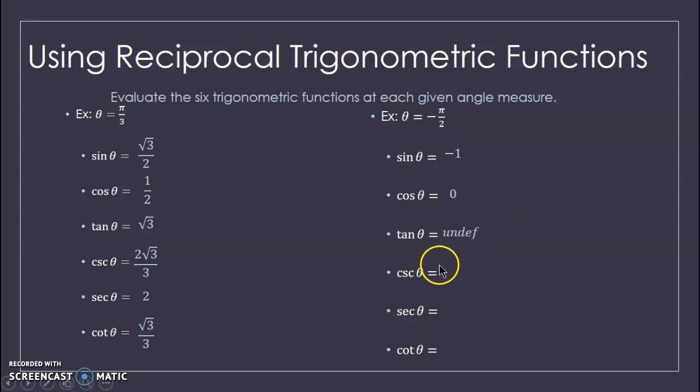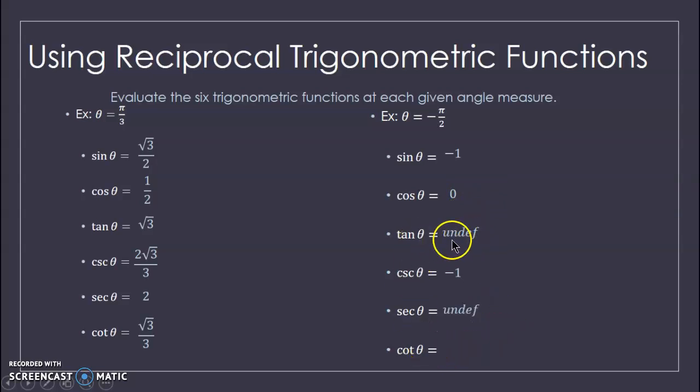Now, cosecant is the reciprocal of sine. So I put negative 1 over 1, and I'm still going to get negative 1 because I have negative 1 divided by 1, which is still negative 1. Secant is the reciprocal of cosine. Put 0 over 1, flip it, that becomes 1 over 0. Cannot divide by 0. That's undefined there.